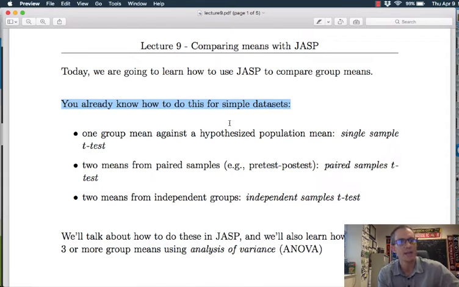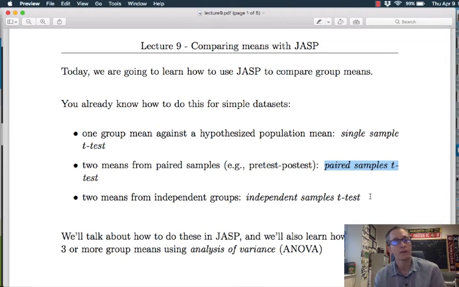We use a single sample t-test. If you have two means that come from paired samples, so for example, you have people who are taking a test before some treatment and then a test after the treatment, this so-called pre-test, post-test design, then you know that you use a paired samples t-test. And finally, you know that if I want to compare two means that come from independent groups, so for example, an experimental treatment and a control treatment, then you know that we use the independent samples t-test.